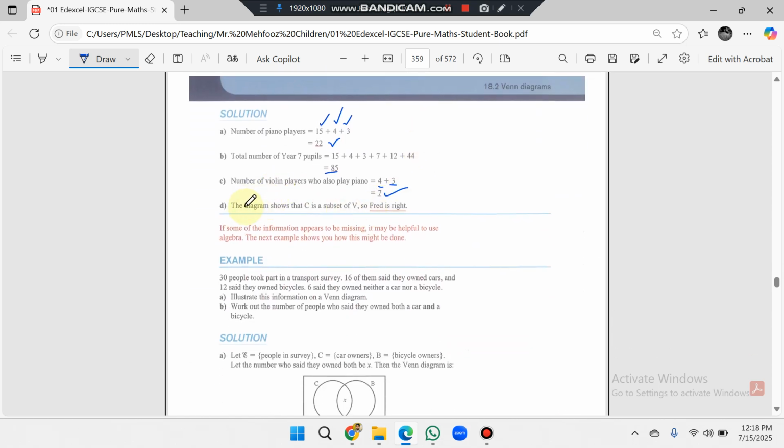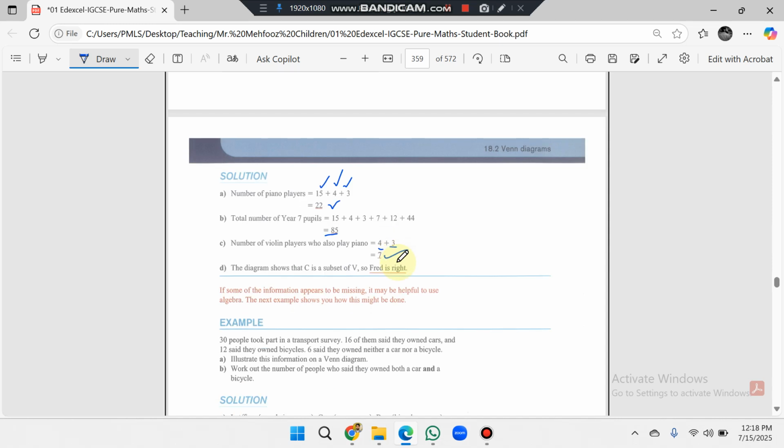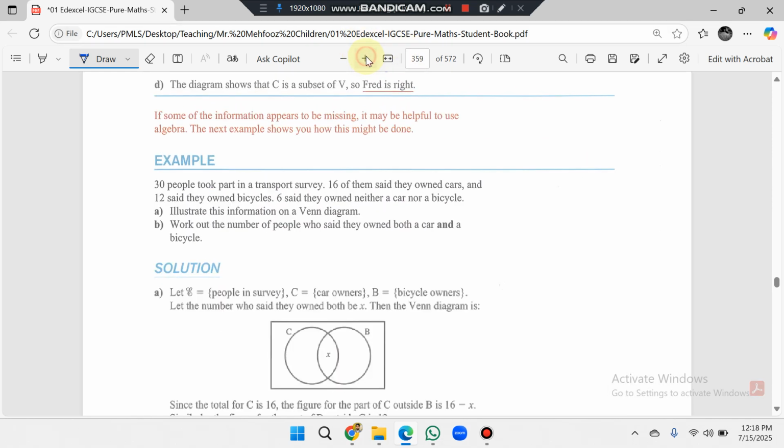So you can check that the diagram shows that C is a subset of V. So Fred is right. Fred is saying that everyone in year 7 who plays cello also plays violin. So Fred is right in that case. Any problem? Because this is the subset of V. Do you understand this example? Yes. Okay. Here is the next example.